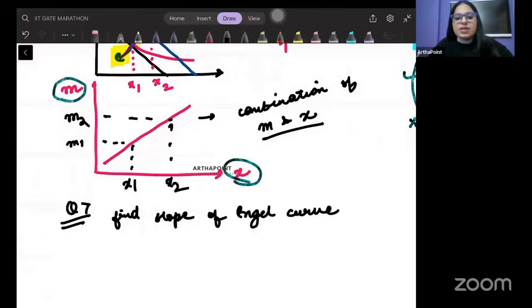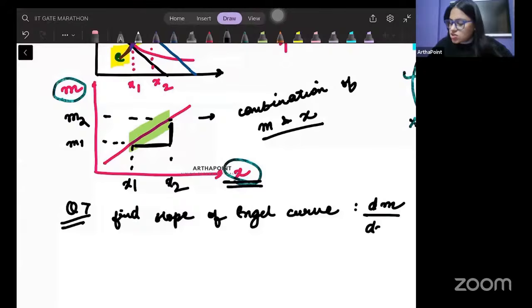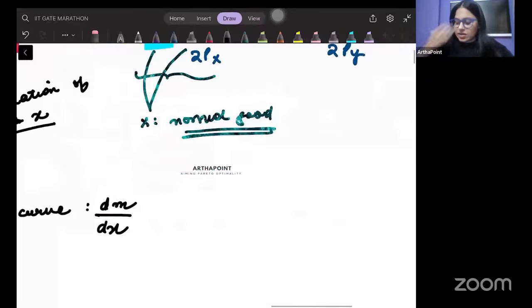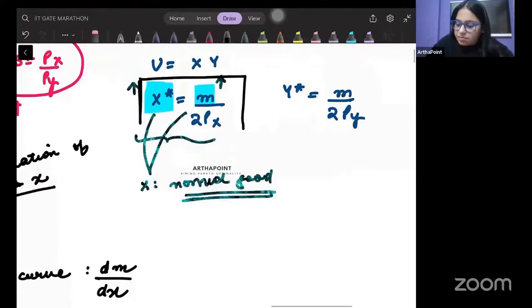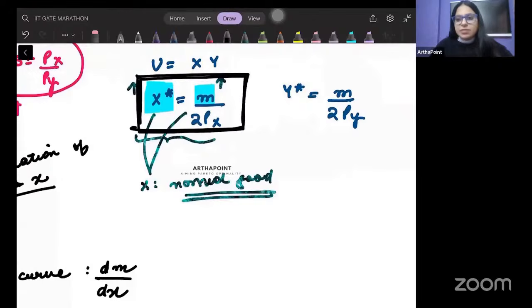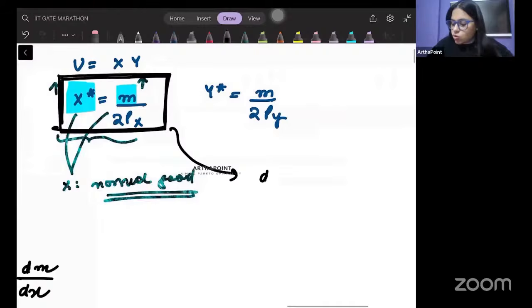So what is the Engel curve telling us? The Engel curve is giving you the equilibrium combinations of income and good. So the slope of this Engel curve will be nothing but change in perpendicular by change in base. Change in perpendicular will be how income changes. Change in base will be as X changes. So ideally, if I have this equilibrium bundle, can I not just go ahead and find dM by dX from here? That will be the slope of the Engel curve.